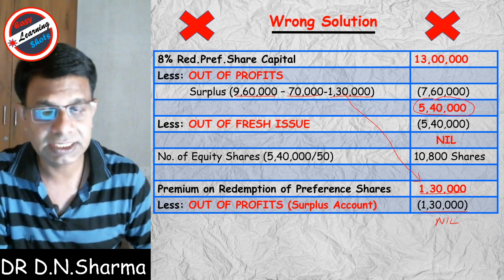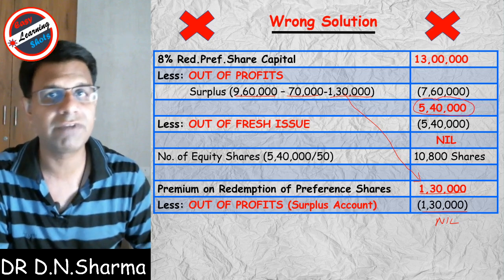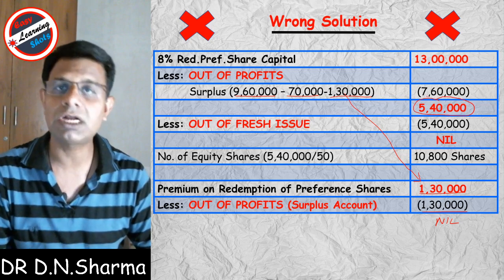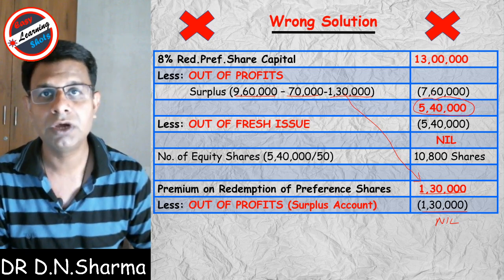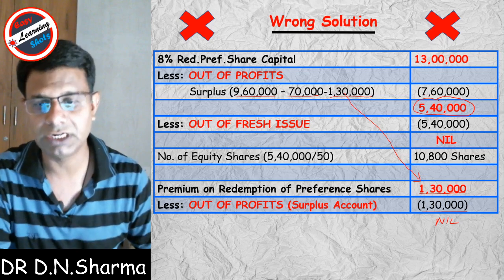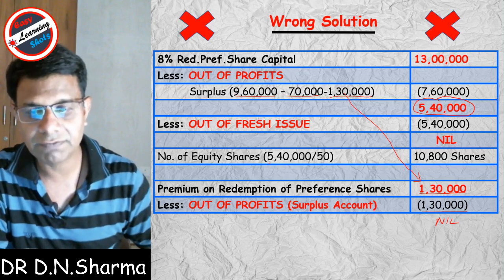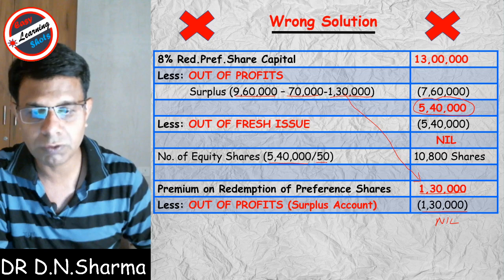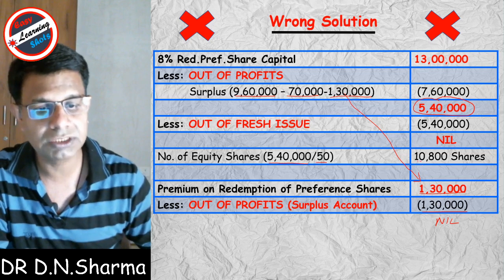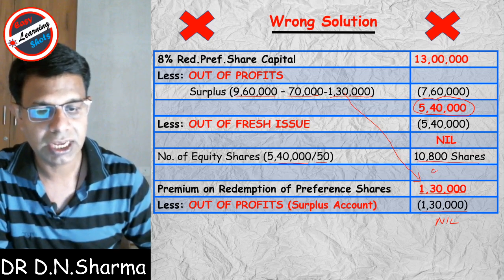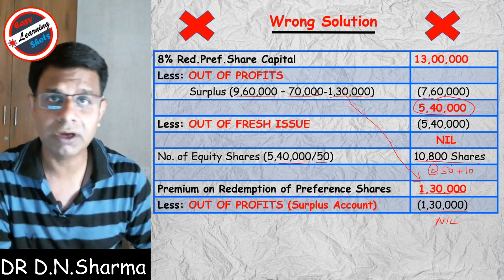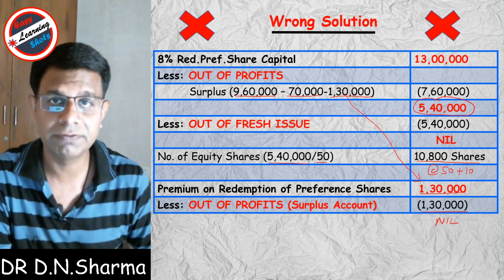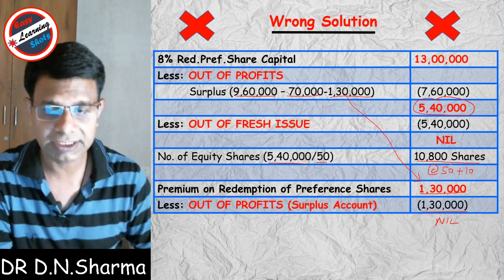Now we adjust this amount through out of fresh issue, and when we adjust out of fresh issue, we divide this amount with the face value, not with the issued price of equity shares. So we divide 5,40,000 by 50 rupees. So we issue 10,500 equity shares at the rate of 50 plus 10 rupees as the premium amount. So this is the wrong adjustment. How will we see how it is a wrong adjustment?